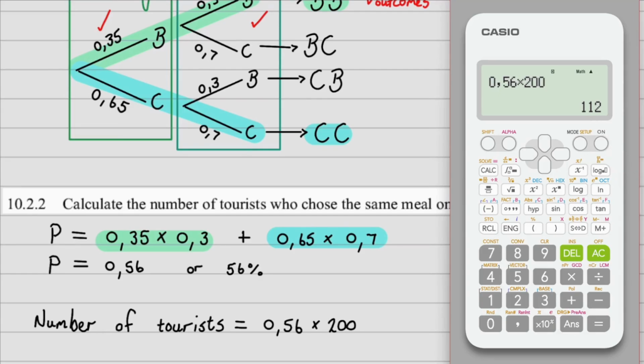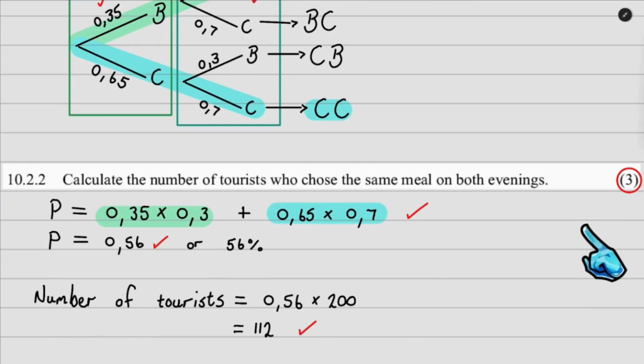And then for one last time, let's have a look where the marks are coming from. The first mark comes from showing how you multiplied and added your probability branches together. The second mark comes from the 0.56. And the last mark comes from the 112 tourists that chose the same meal on both evenings.